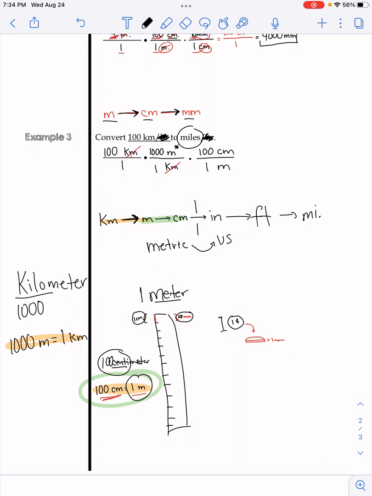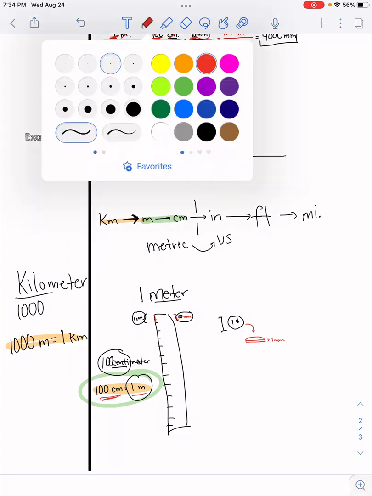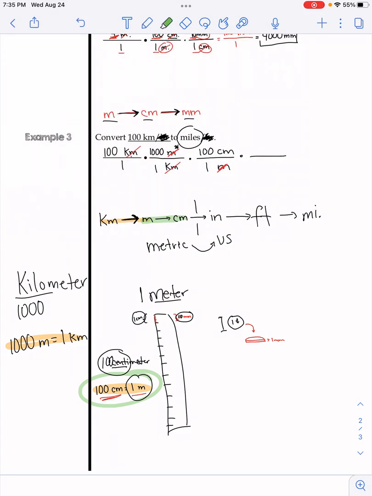Okay, let's keep going, because from here we're going to have meters that cancel out. But now we're looking at centimeters to inches here. What was that conversion that we have? Centimeters to inches.